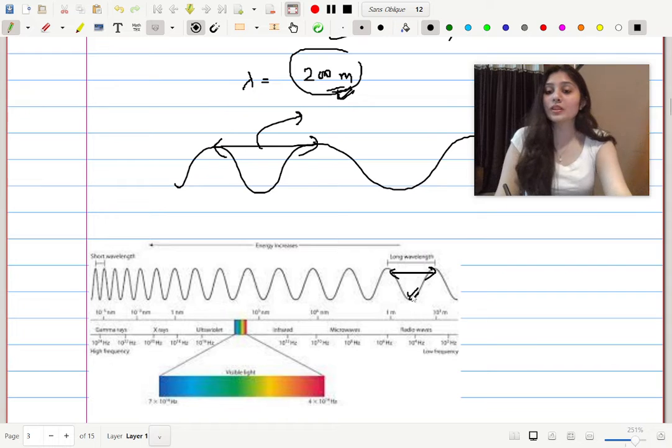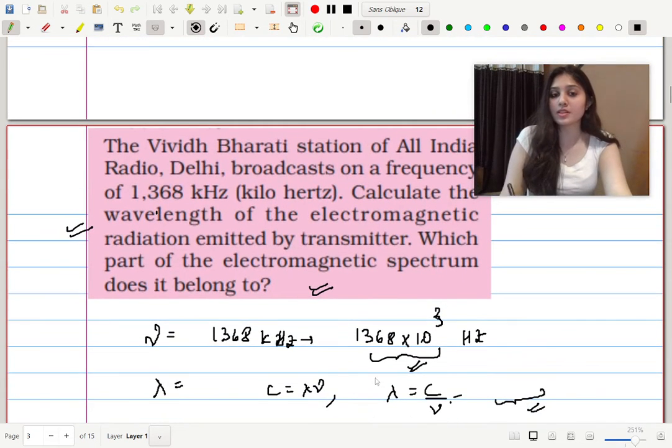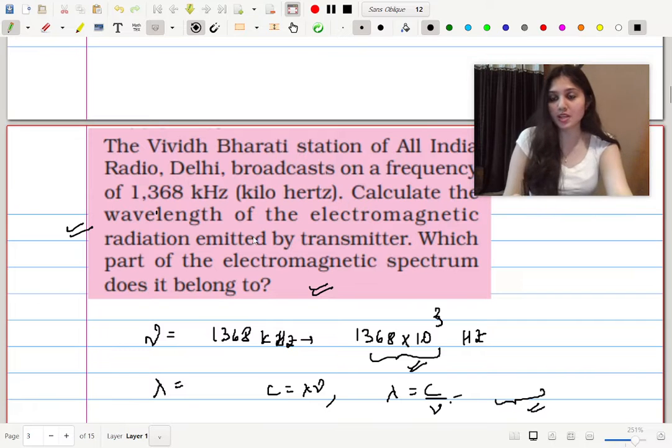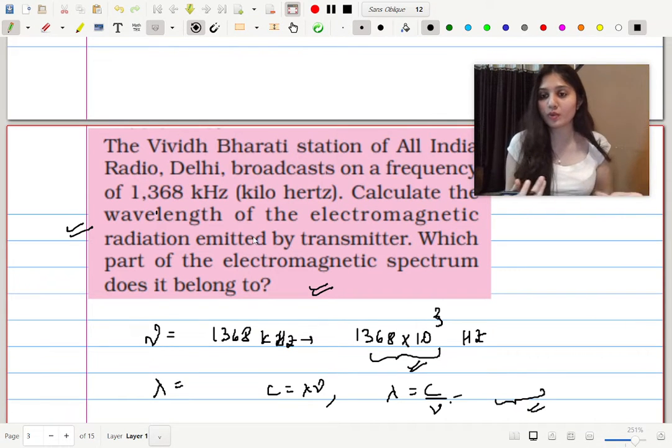Okay, and even if you don't know this much, what is this question about? It's about radio waves. It's going to be All India Radio station. Okay, so of course they're going to be working in the range of radio waves, right? So even if you don't know the exact answer, you can use your mind and find that out.